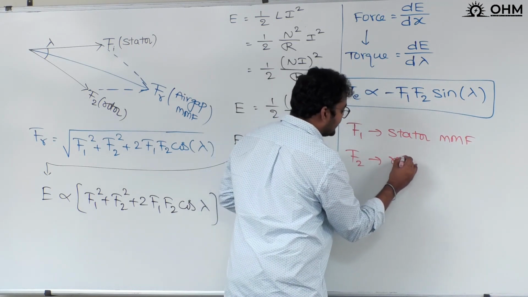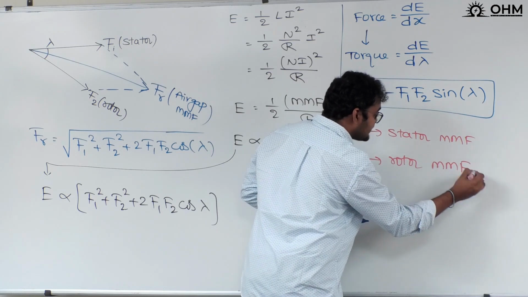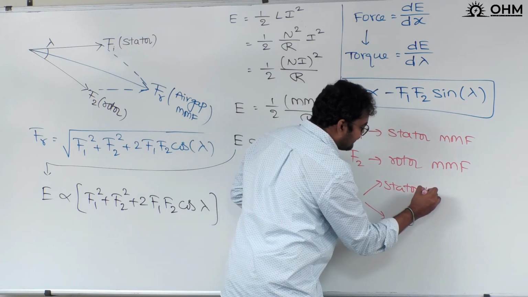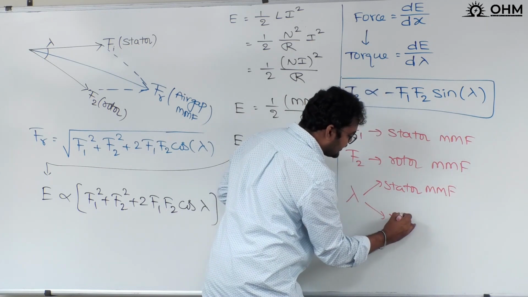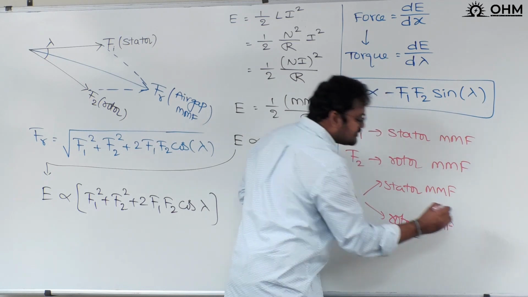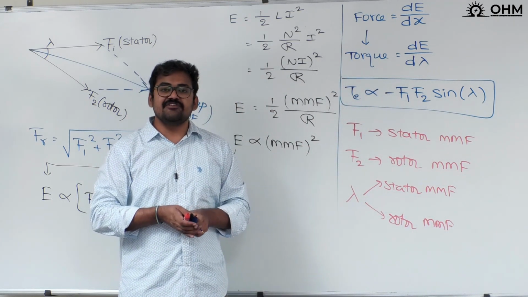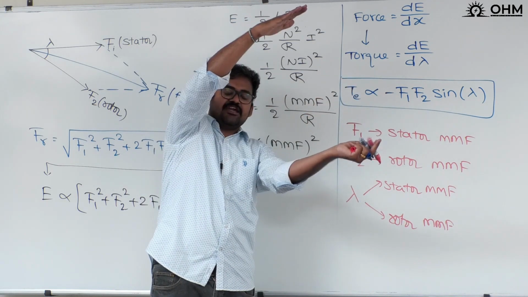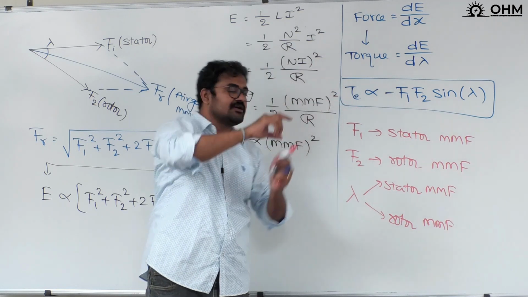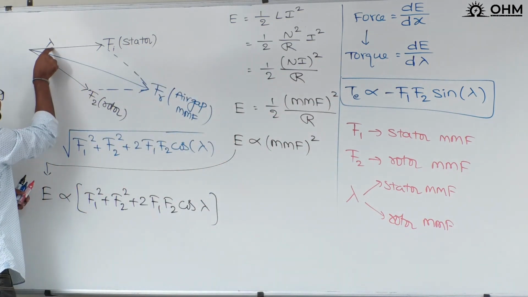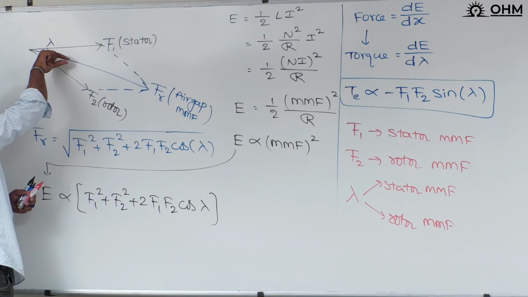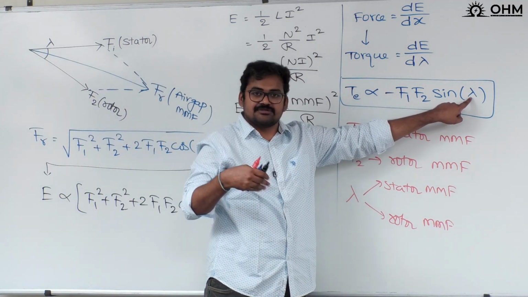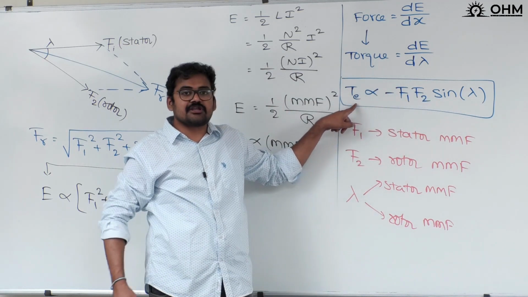F2 is the rotor MMF. And what is the lambda here? Lambda is the angle between stator MMF and rotor MMF. Now just imagine what happens if the stator field and rotor field lie on each other. If they lie on each other, the angle lambda becomes 0. If lambda is equal to 0, then sine 0 becomes 0. In that case, can torque be produced or not?